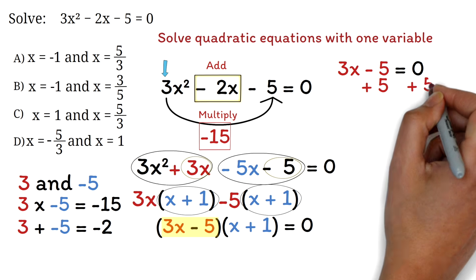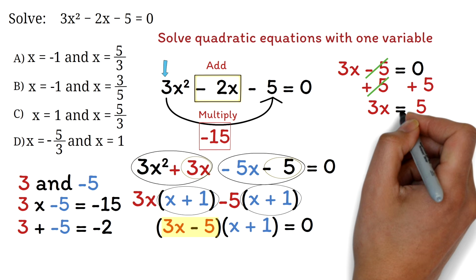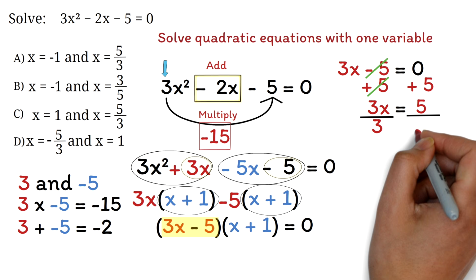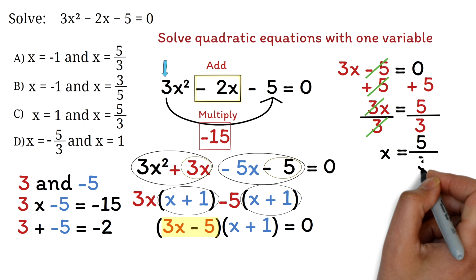Add 5 to both sides. The 5 cancels out. 0 plus 5 is 5. We have 3x equals 5. Divide both sides by 3. The 3 cancels out, leaving us with just x. So, x equals 5 over 3.